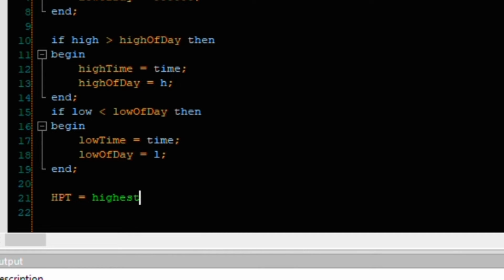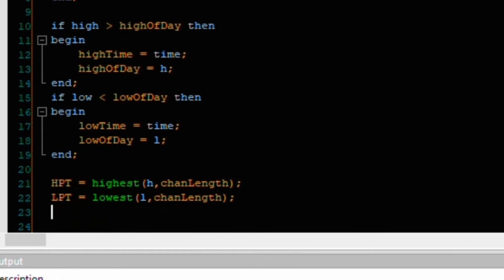Since we're dealing with 10-minute bars, it's going to look at the 10-minute bars' highest high of, and I'm going to use this as an input that you can change later if you like. We'll call it channel length. Then the lowest low of channel length. Okay, now we got our buy point.